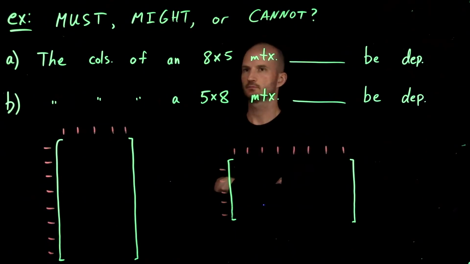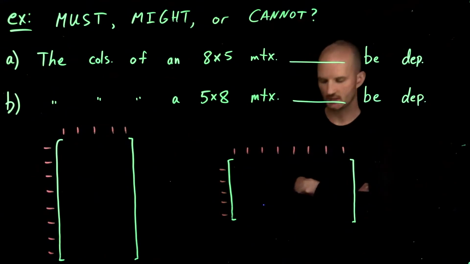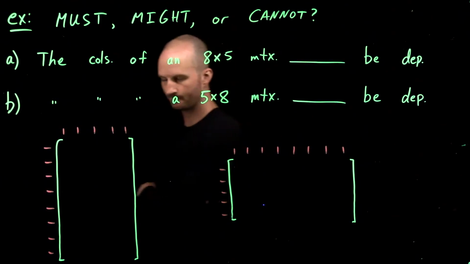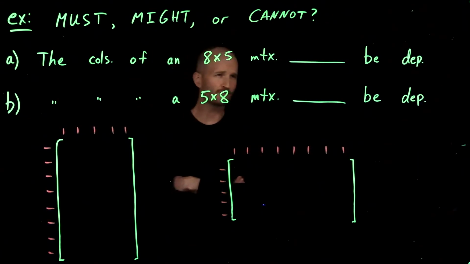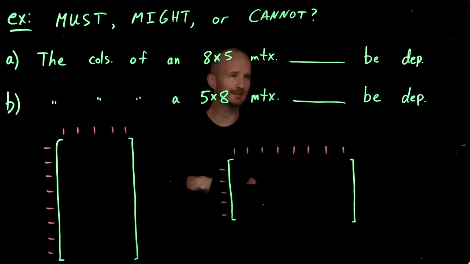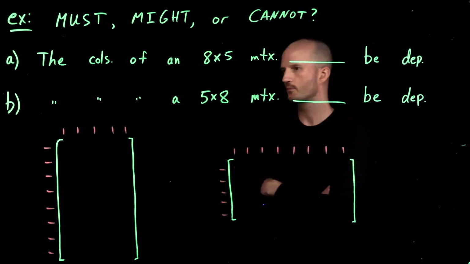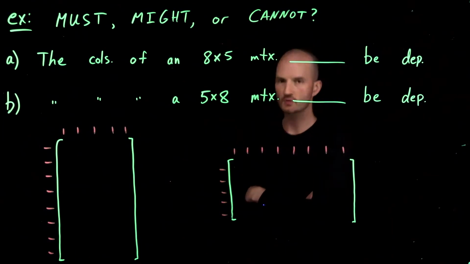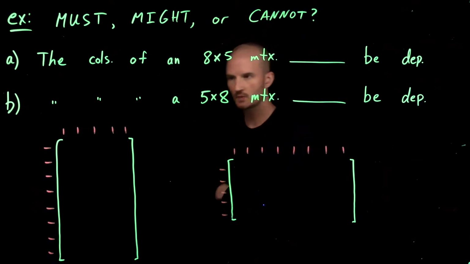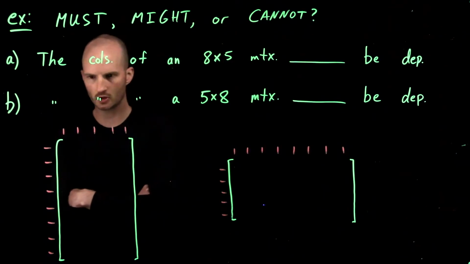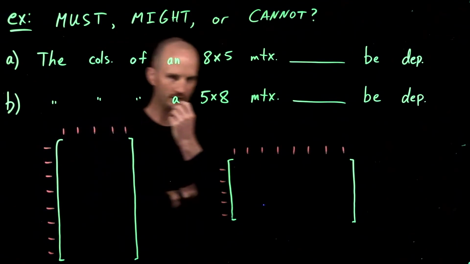Well, the columns. What is it to be dependent? What could that mean? Well, dependent columns: when I row reduce the matrix, I have a column without a pivot.